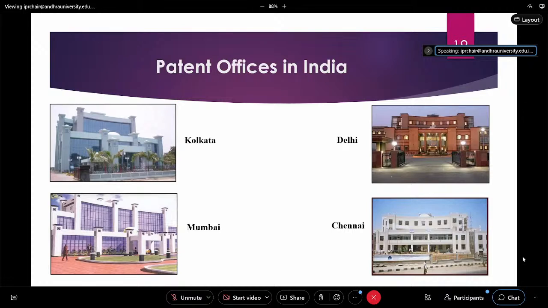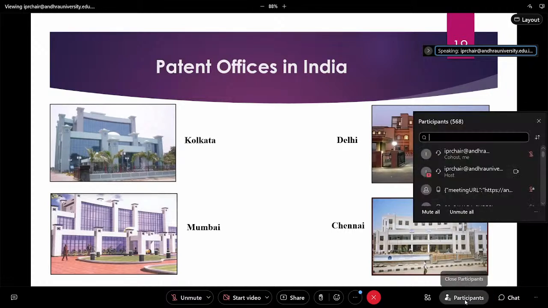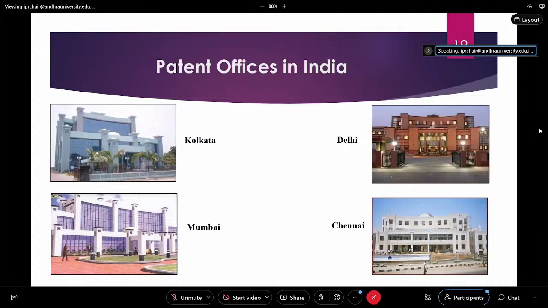So there are certain jurisdictions. Southern India files in Chennai, Western India files in Mumbai, Northern India files in Delhi, and the rest of India files in Kolkata, because that is the head office. But that does not mean that you can file in Kolkata from the south; they will transfer it to Chennai.